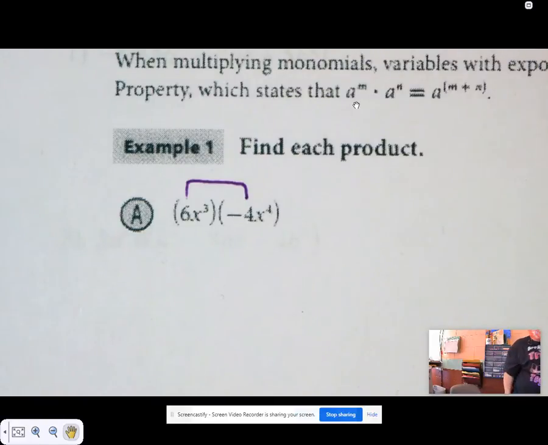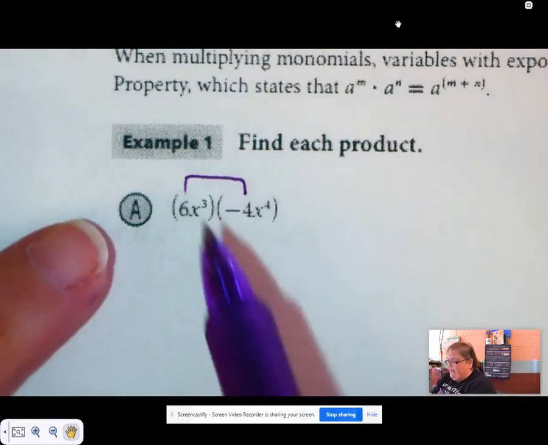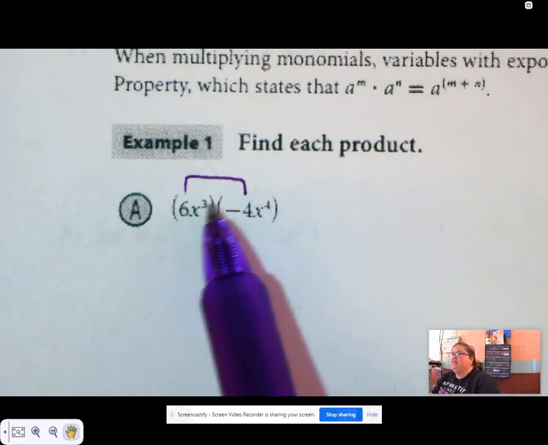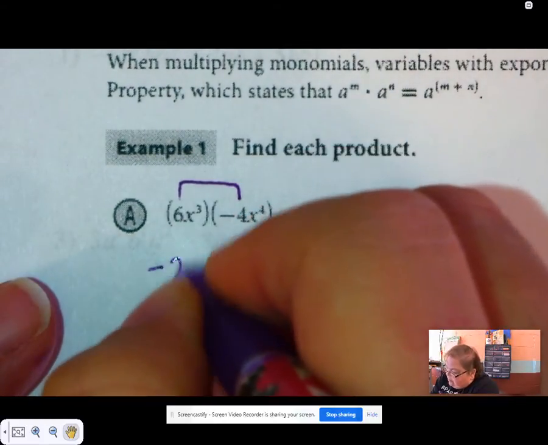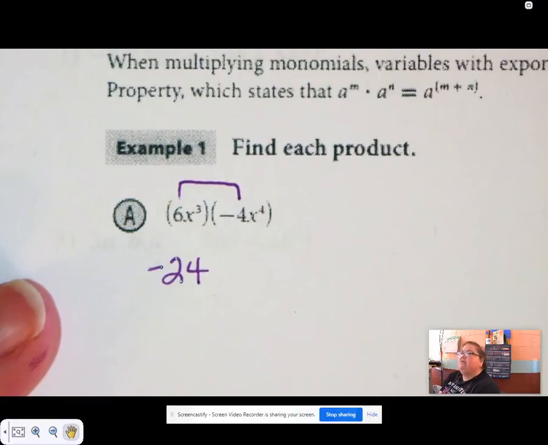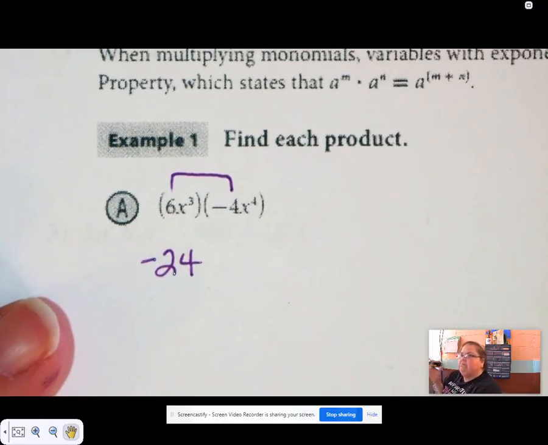Okay. So what is 6? Everybody's calculator open, on, reset. 6 times -4 is -24. Okay. So I have multiplied my numbers, my coefficients.